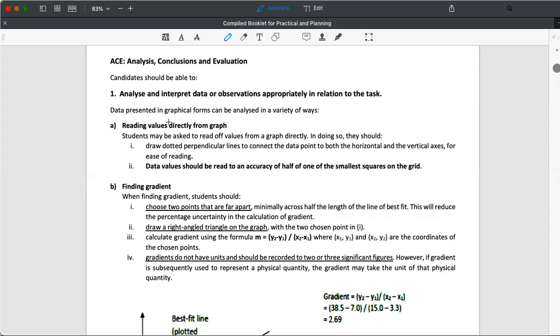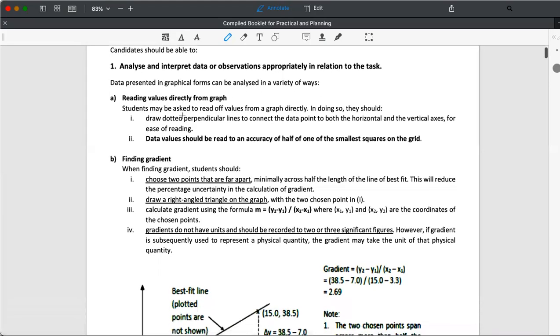So the candidates will be assessed on their ability to present data in table form or graphical form. And students or candidates will be required to read off values from a graph directly. In doing so, they should know how to draw dotted perpendicular lines to connect the data points to both the horizontal and the vertical axis.